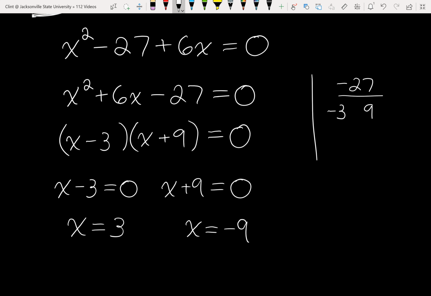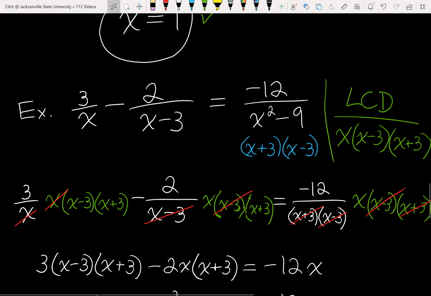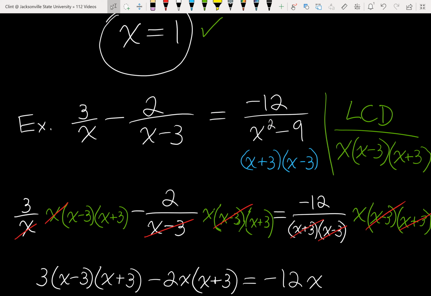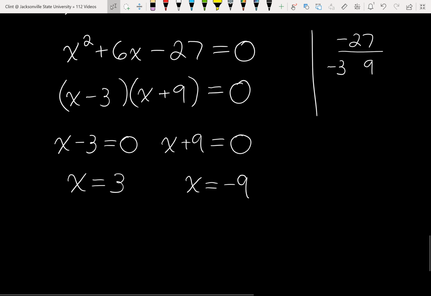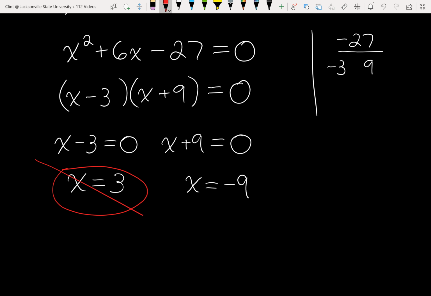But we've got to check them. So we have 3 and negative 9 to check. We go all the way back, and I see a problem right away. If we try to plug in 3 here, we get 3 minus 3, which is 0, and you can't divide 2 by 0. That's undefined. So 3 is not going to work. Even though we did all the math right, it doesn't actually work.